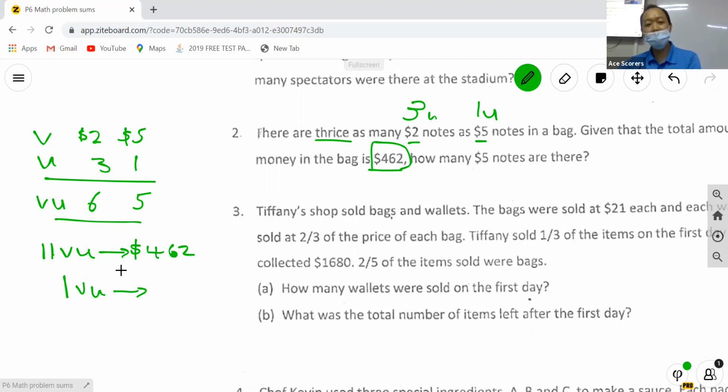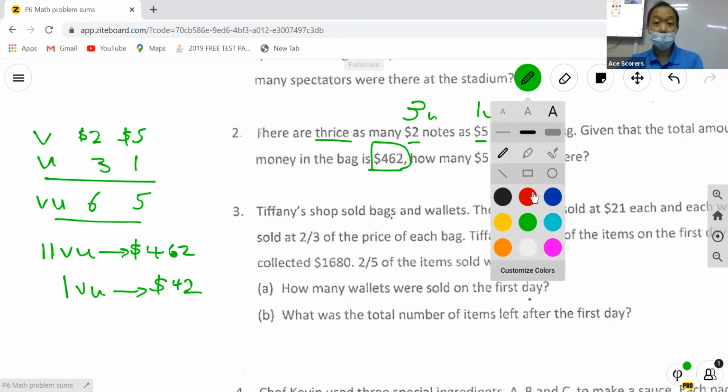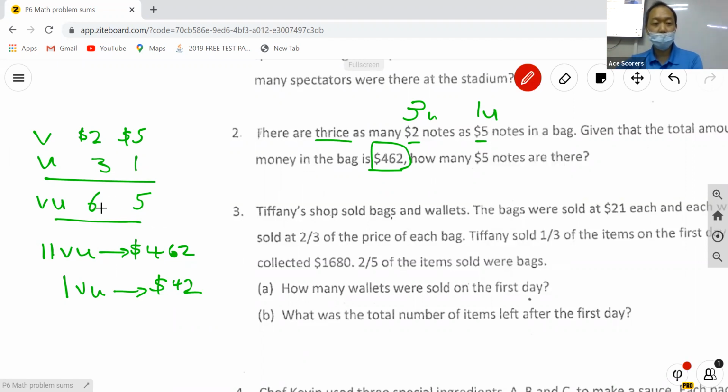462 divided by 11, quickly use your calculator. How do you divide? 462 divided by 11. What do you get? 42. Okay, so 1 BU is $42. If 1 BU is $42, we can find this, right? It's 6 BU. 6 BU how much?